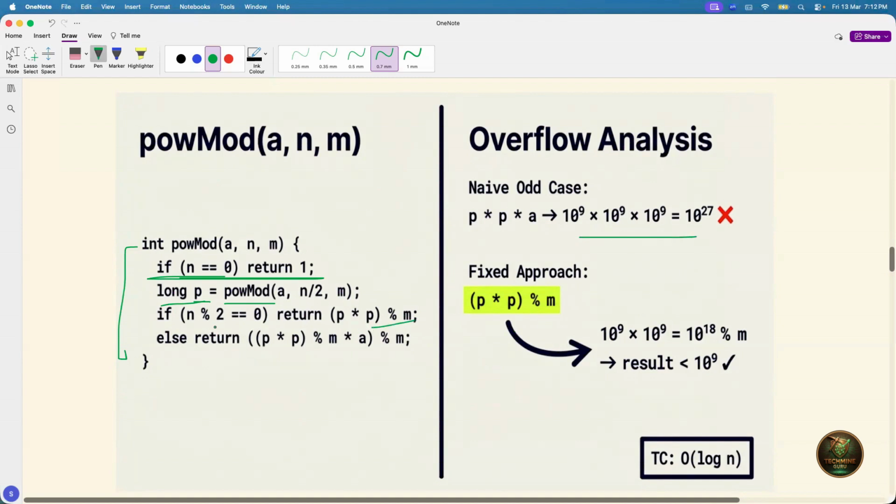Similarly, if the number is odd, then p into p into a was the result. So you can simply take the modulo of p into p, then multiply it with a, and finally take the complete modulo over the answer. If you do this approach, even if the constraints are bigger, your answer will never overflow.